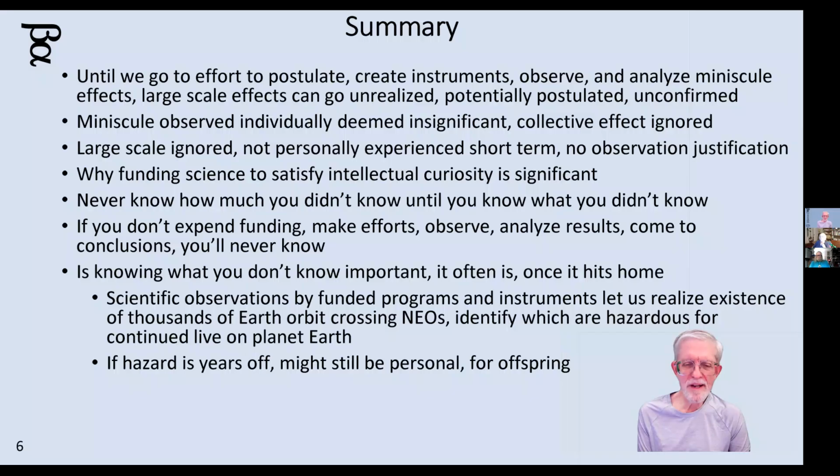So if you don't expend the funding, make the efforts to create the instruments, to observe them, to analyze the results, to come to a conclusion, you'll never know what's going on out there. Is it important to know what you don't know? Sometimes. Like there was a curiosity about maybe there's a lot more asteroids out there that have Earth's name on it than we thought. Why don't we put together some NASA programs for Earth planetary defense, looking for these things?